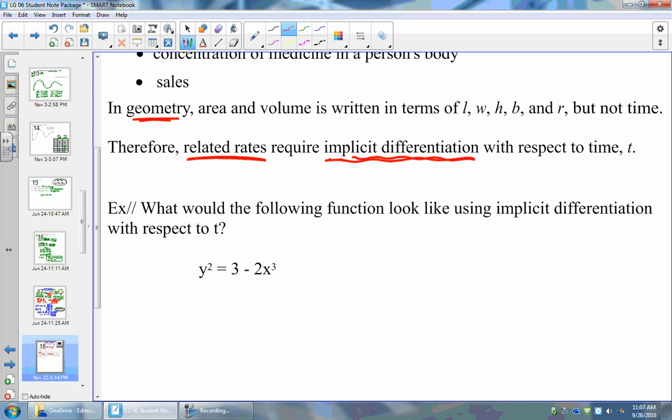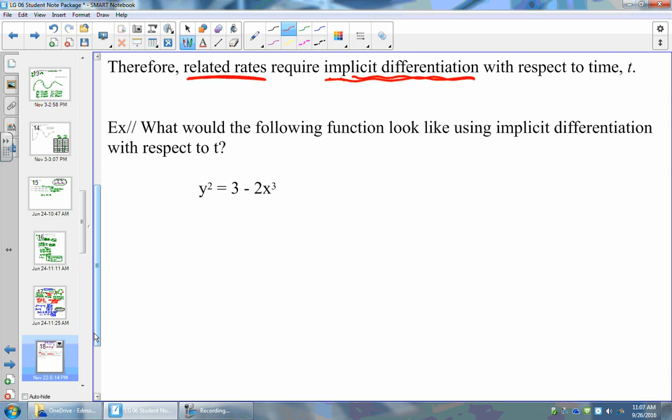Okay, so let's look at the first very basic example. What would the following function look like using implicit differentiation with respect to t? So that last part might be a little bit confusing. So first of all, I know that my y, I can't just take the derivative of y and be done. I have to use the chain rule here. So 2y, and then remember every time we have a derivative of y, we need to include normally dy dx. But in this case, because it's saying with respect to t, instead of dy dx, this is now going to become dy dt. Okay, so everything is in relation to time.